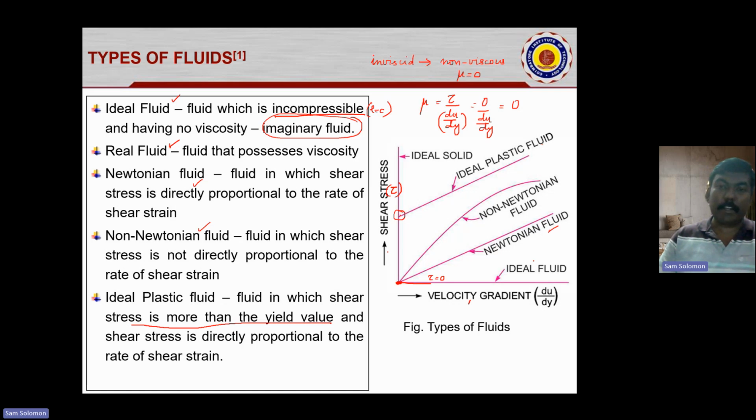However, for this particular ideal plastic fluid, the shear stress doesn't start with 0. The shear stress has got a value which is more than the yield value. And thereafter, you can see that the shear stress is proportional to the rate of shear strain. And when you take an ideal solid, you can see that there is no velocity gradient at all. Okay. So let's spend some time over here to identify the difference.